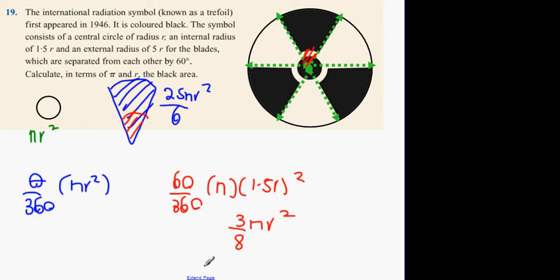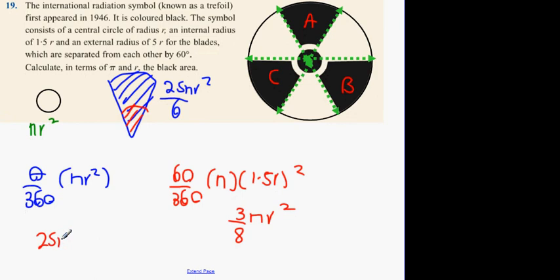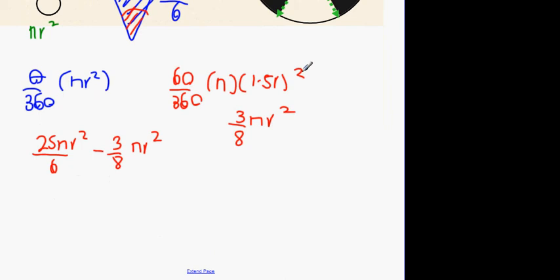Now, what we're going to do next, guys, is that the area of the black area, this area here, call it area A, area B, area C, they're all the same area. What we're going to do is find out what they are. So we're going to get 25 pi r squared over 6, and we're going to take away 3 over 8. So will somebody get 25 over 6 and take away 3 over 8 for me? And what do you get? 91 over 24 pi r squared.